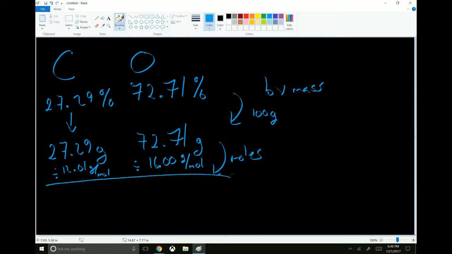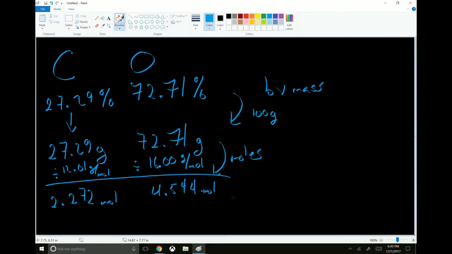Okay, and when you do that, you get 2.272 moles and 4.544 moles.